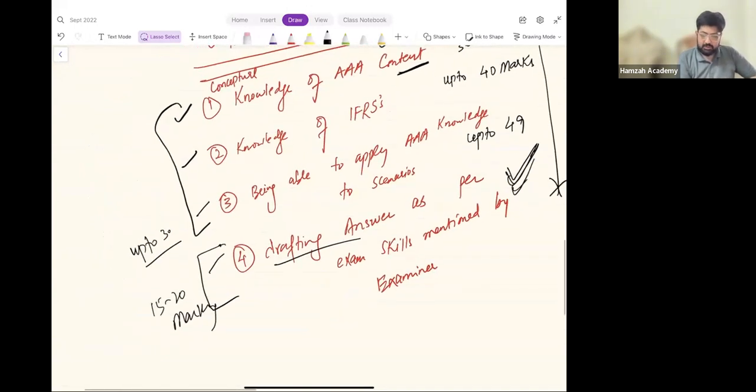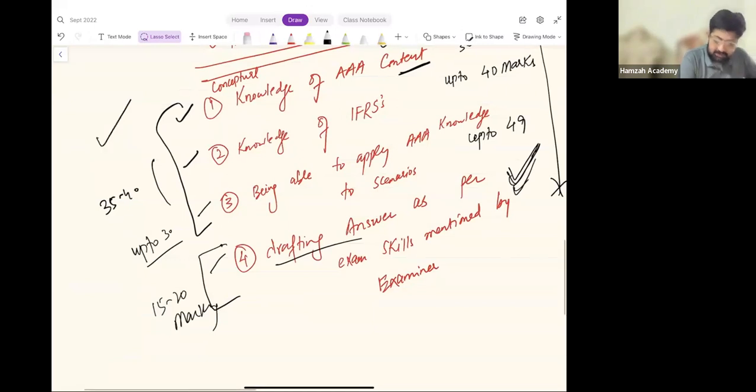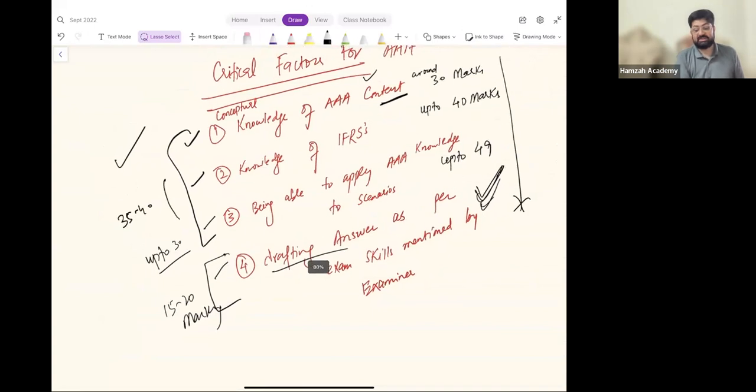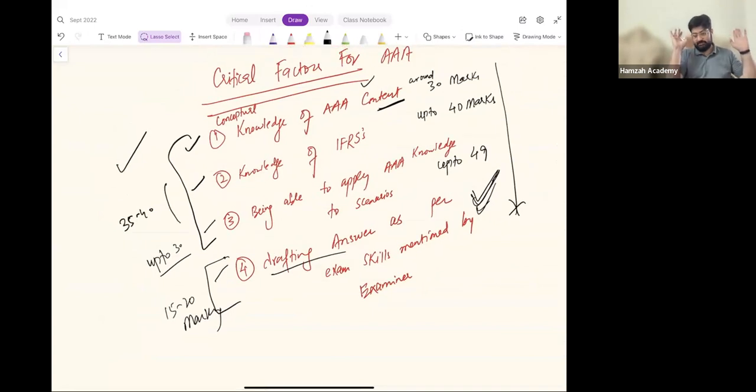Now, knowledge of IFRS, 35 to 40 marks. And you can see the difference in both ways. Now, time allocation, or effort allocation.